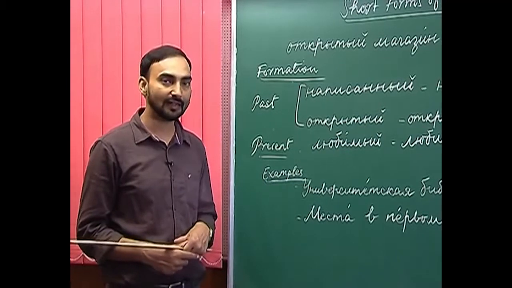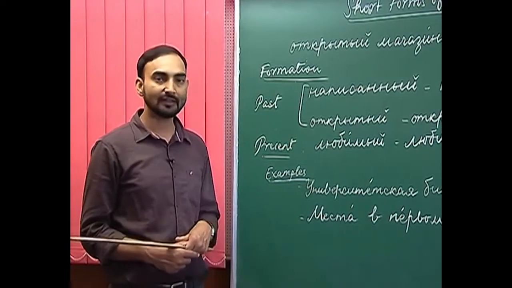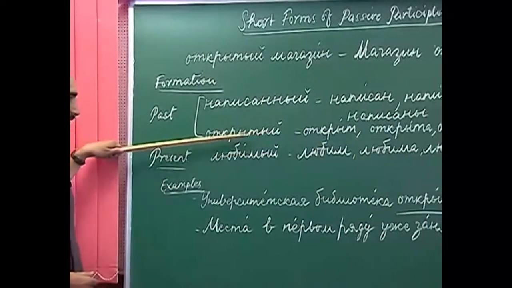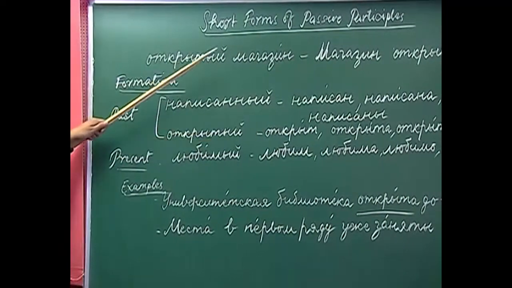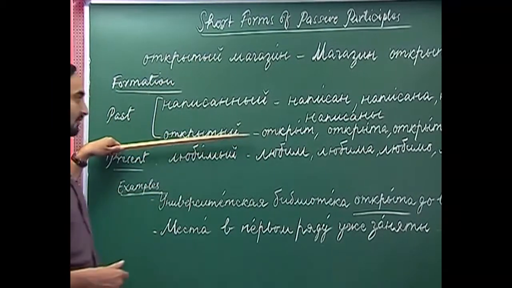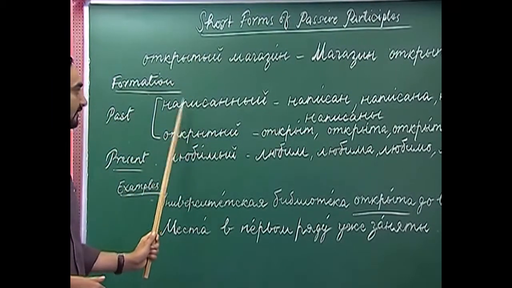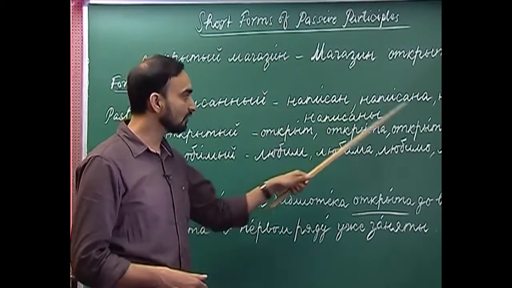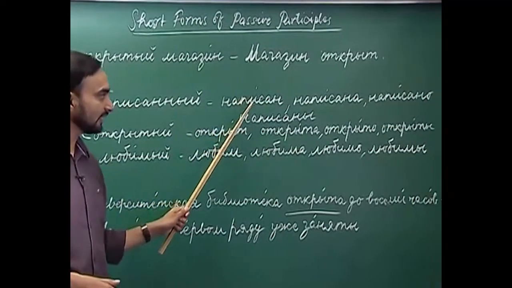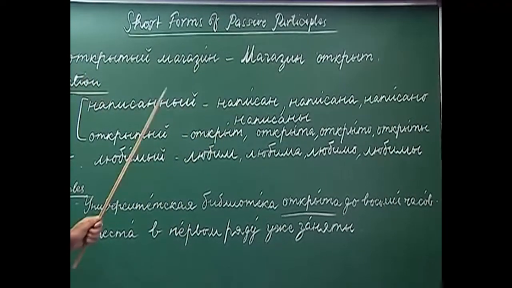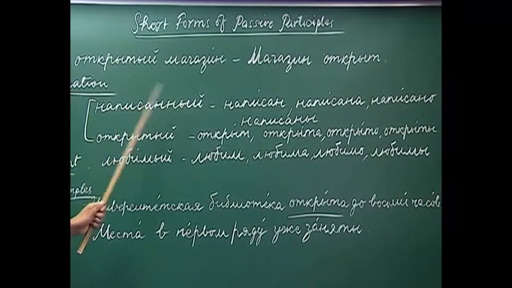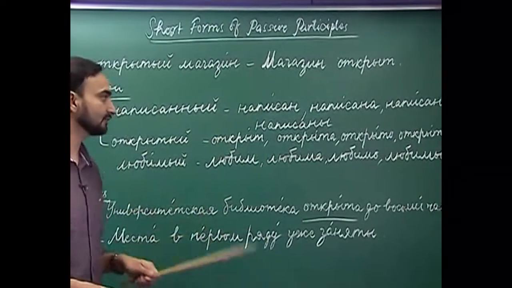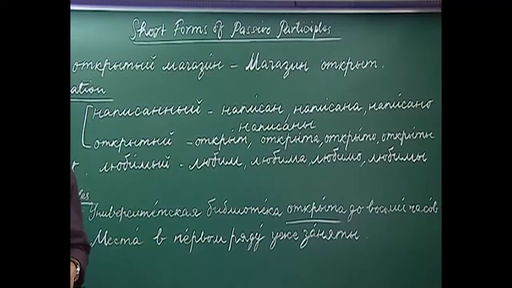So, apart from this rule, we must mention that if the past participle passive ends with yoni, then the stress is different from the root word or from the passive participle. For example, here as you can see, napisanni has stress on e. The same way, in all the short forms, the stress is on e only. But if a passive participle past ends with yoni, then the stress changes. That we will discuss later on.